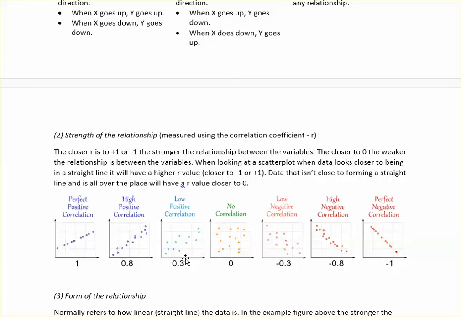Here's an example of a low positive correlation. It looks like it's kind of going in the general direction of a positive, but it's not nearly as close as this. And then you've got the no correlation, which is just all over the place.